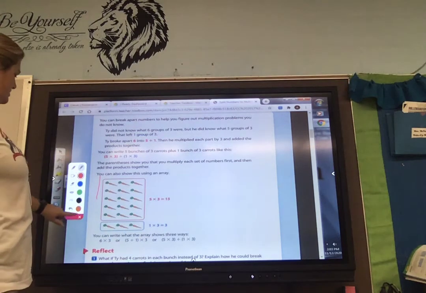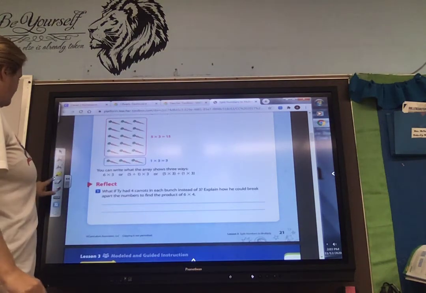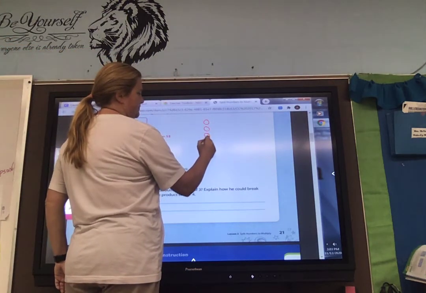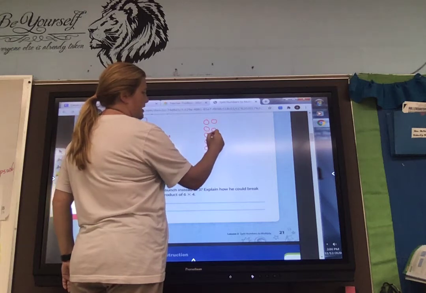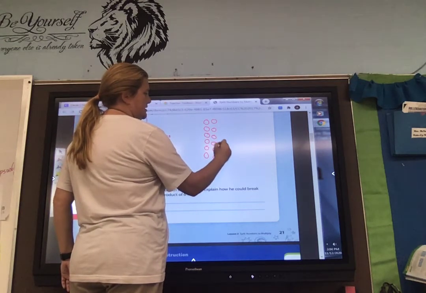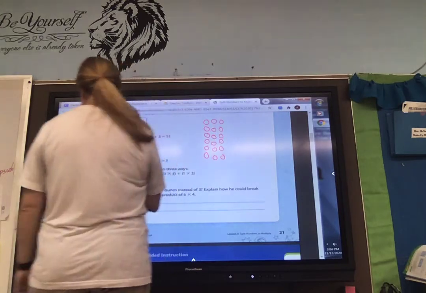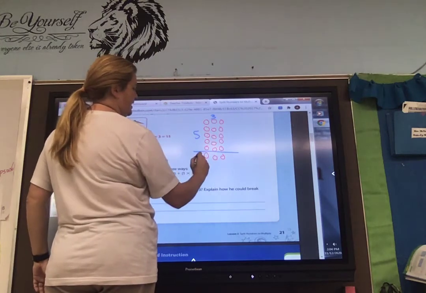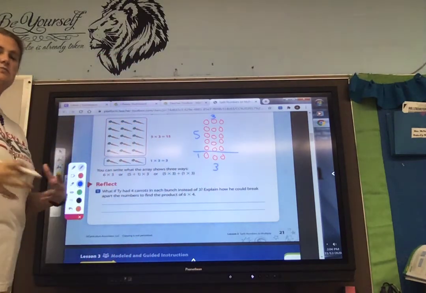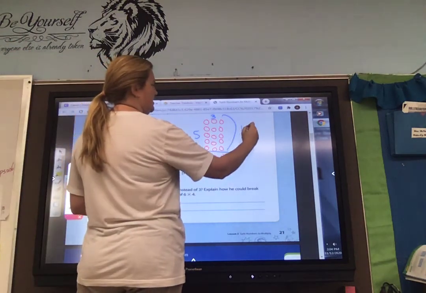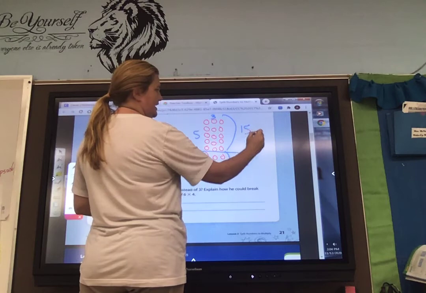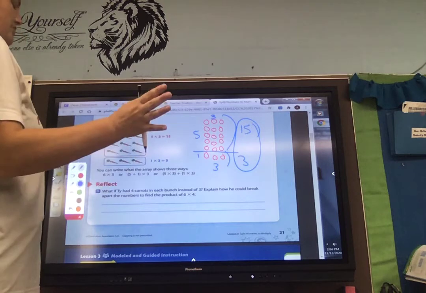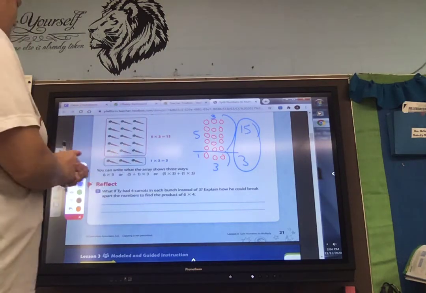In an array, this is what it would have looked like. I'm going to redo this because I want you to see this. His original problem was 6 rows and 3 columns, right? So this was originally what his array looked like. But what he did is he split it into 5 and 3 and 1 and 3. And he got 2 small answers, which were 15 and 3, and then he added those back together. So he split a big array into 2 small arrays, and then all you have to do is remember to put them back together in the end.